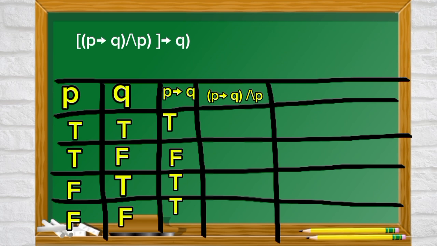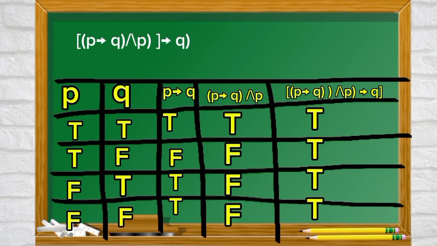Now the next group that we have is if P then Q and P is also true. It is true, false, false, false. We will go to our final rule: if P then Q and P, then Q. It is true, true, true, and true. This is what our final table looks like.